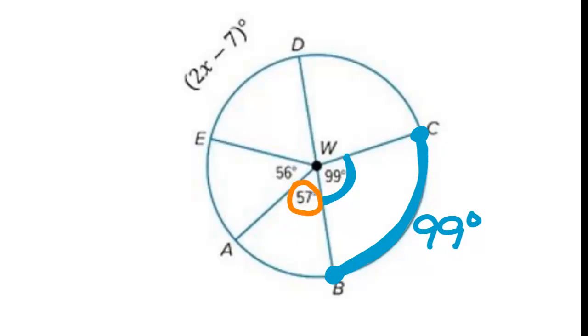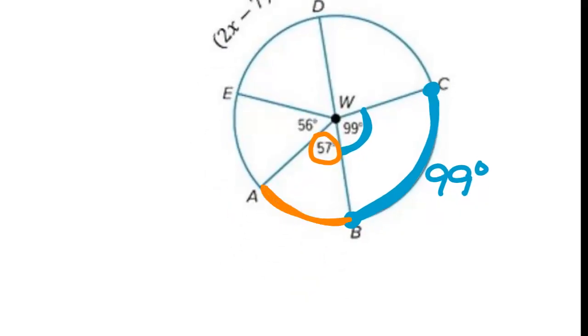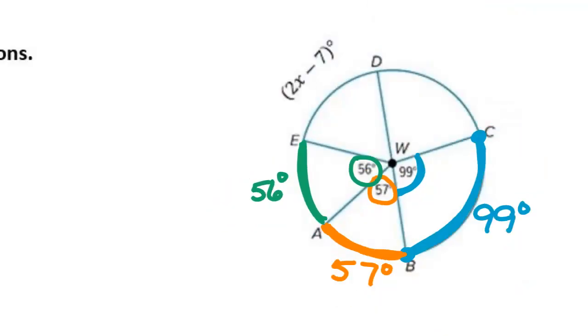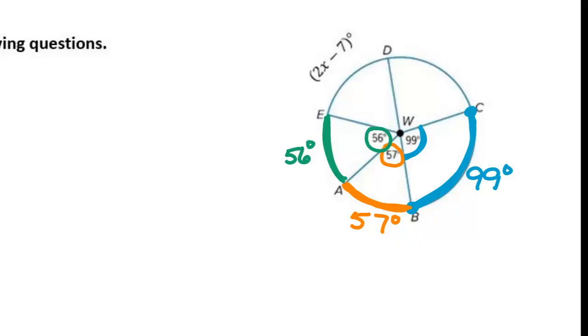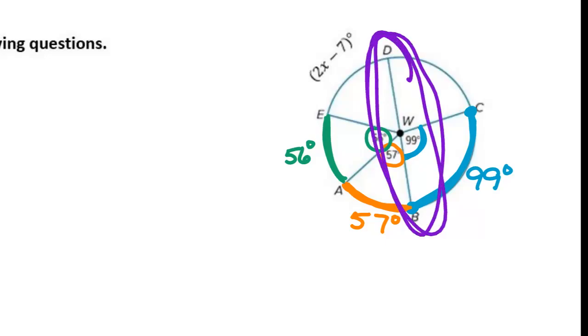If this angle is 57 degrees, how big is this arc? 57. If this angle is 56 degrees, how big is the arc? 56 degrees. How many arcs do we not know? 2 arcs that we don't know. This line segment right here is kind of interesting to me. DB. Why is that one standing out to me?